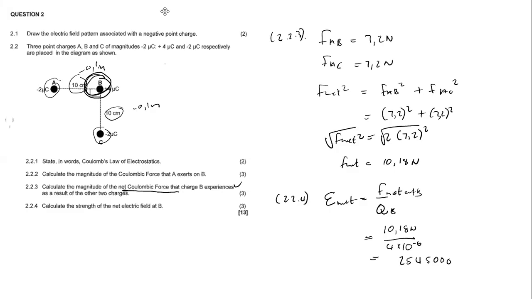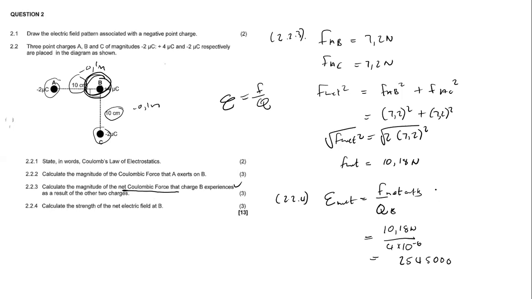All right, where we left. We're supposed to calculate E net at point B. Like I said, we use F net at point B because in question 2.2.3 we just calculated the net Coulombic force at B. So we want the electric field now, not the electrostatic force. This is the formula that we use. Like I said, E is equal to F over Q, so in this case we're going to use F net.